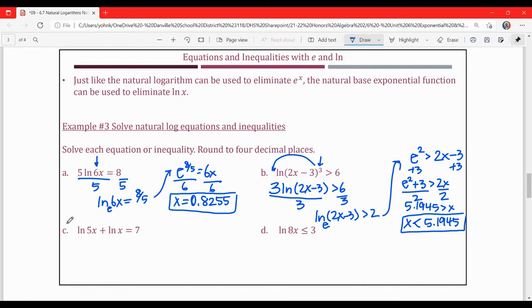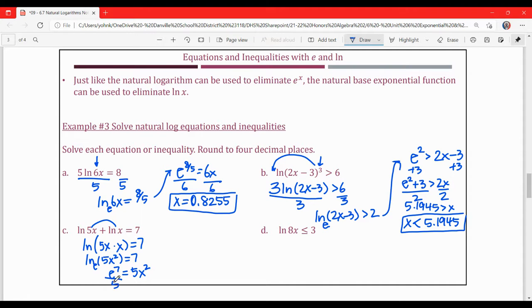If we look at letter C, ln 5x plus ln x equals 7. Well, we learned that when you're adding two natural logs together, I can multiply the quantities. So this becomes ln of 5x times x equals 7. So this is ln of 5x squared equals 7. There's a little e here, so I can say e to the 7th equals 5x squared.